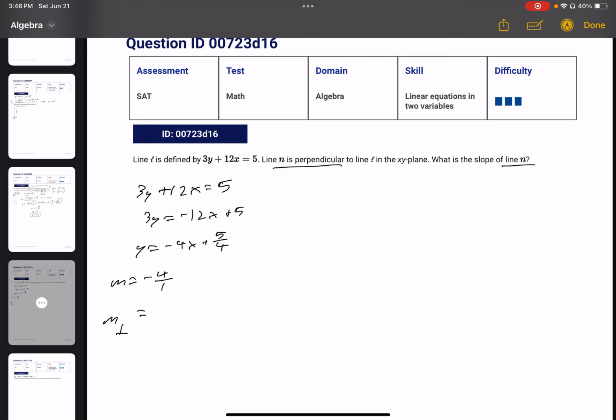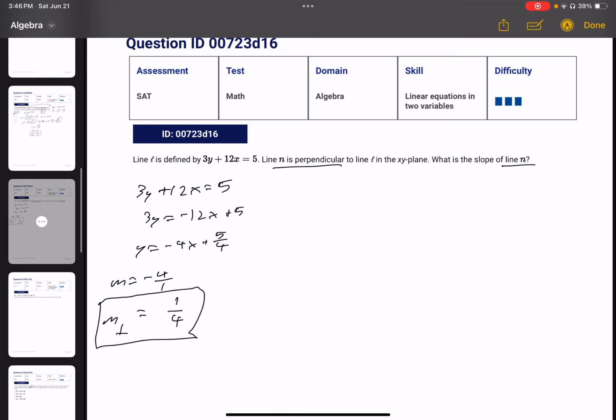So we always flip the fraction, right? So instead of 4 over 1, it's going to be 1 over 4. That's why I wrote it like that. And then it's going to be the opposite sign. So instead of negative, it's going to be positive. So this is our perpendicular slope. This is a fill-in question, so you're just going to put 1 over 4 into the answer box.